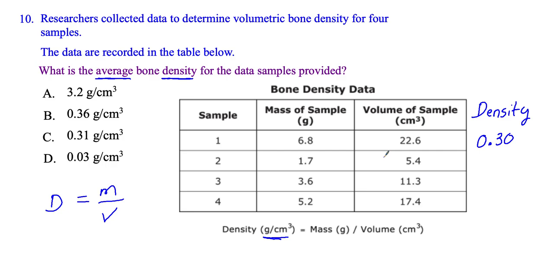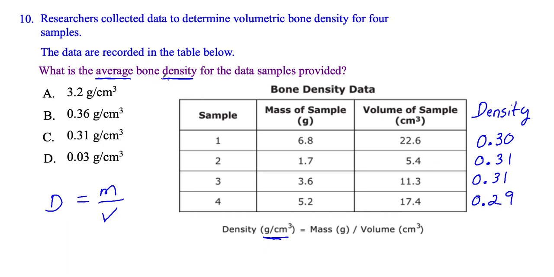And then I'll just continue to divide these. I'm going to go 1.7 divided by 5.4 on my own calculator. 1.7 divided by 5.4 equals 0.31. So I'm just calculating the density from here for each sample. 3.6 divided by 11.3, 0.31, and I'll do the last one, 5.2 divided by 17.4, and that's 0.29.